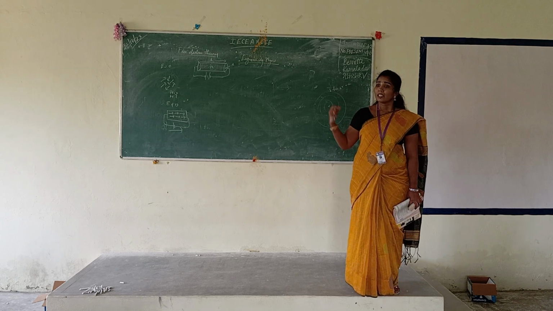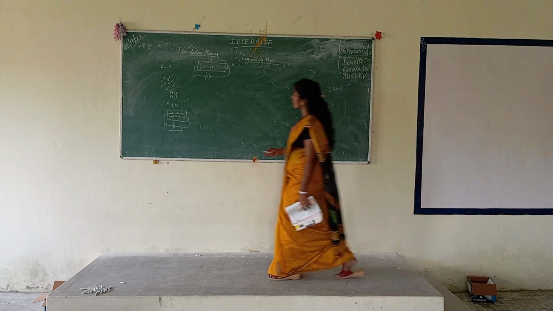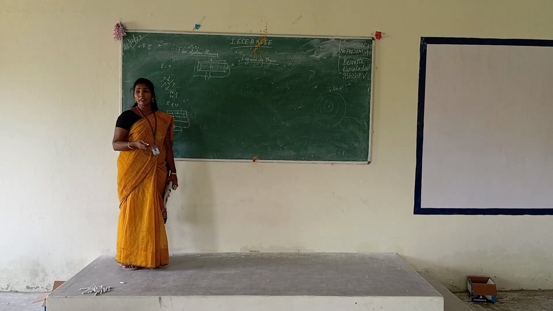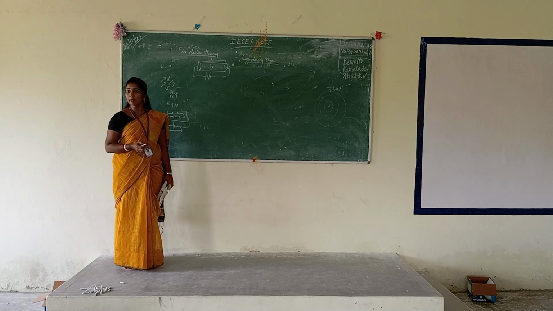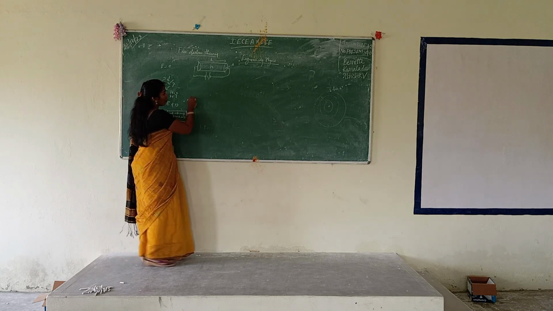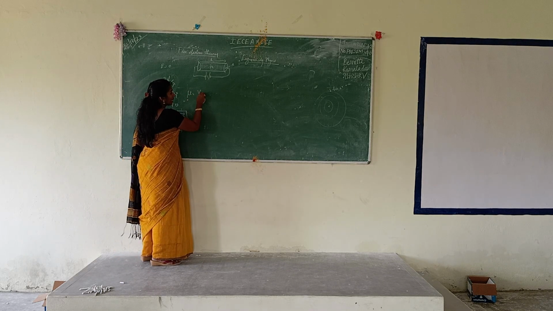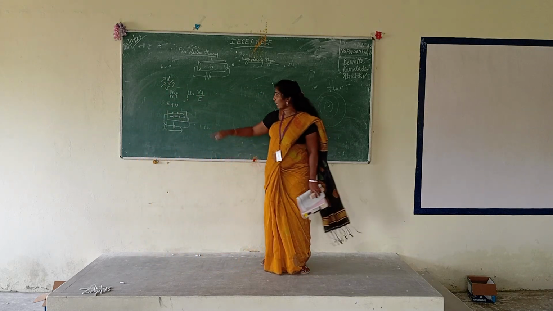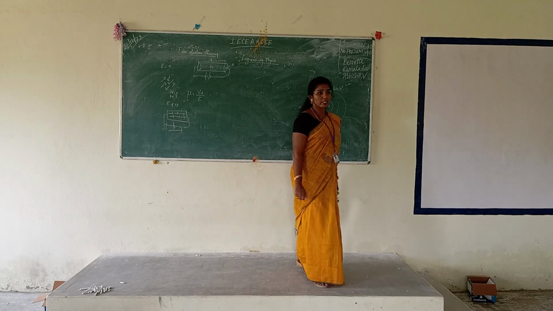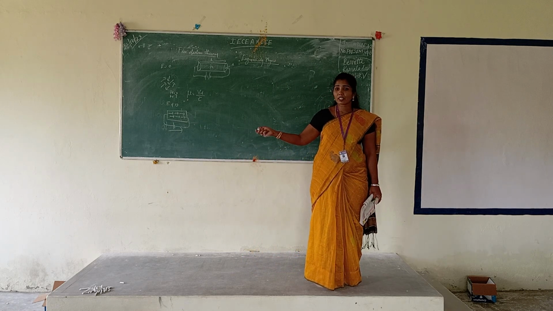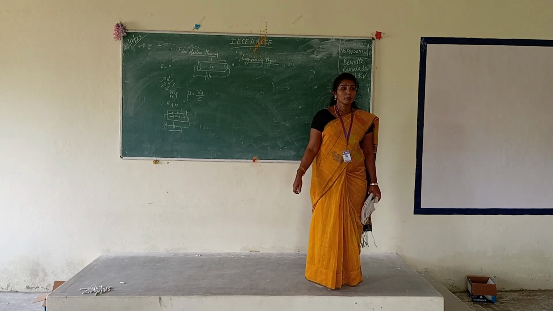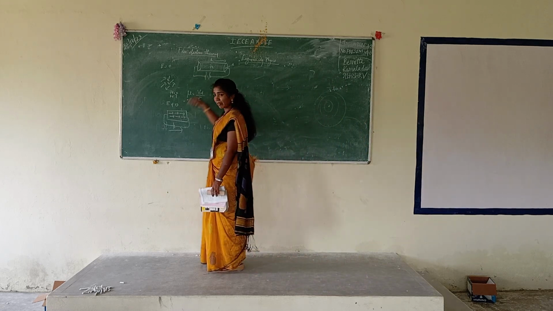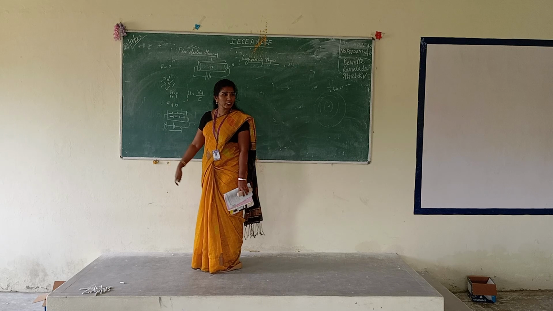Understood? Next one is the mobility. Mobility is the drift velocity acquired by the free electron per unit electrical field. So mu is equal to v_d divided by E. Drift velocity per unit electrical field is called mobility. So in the equation, first three points, additionally the two definitions.